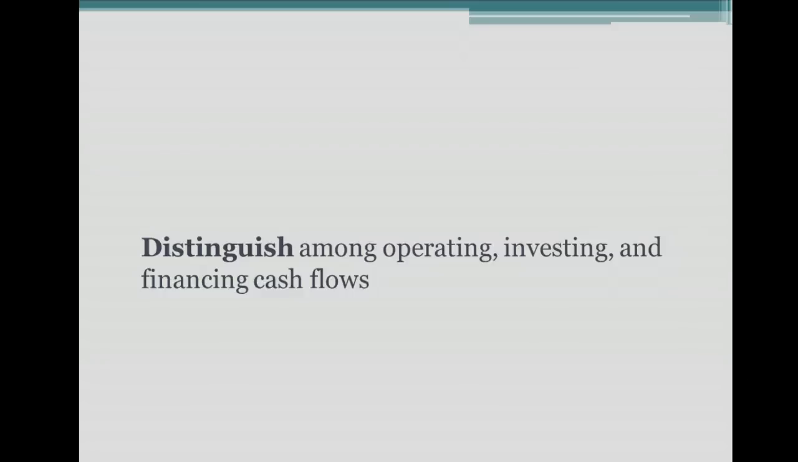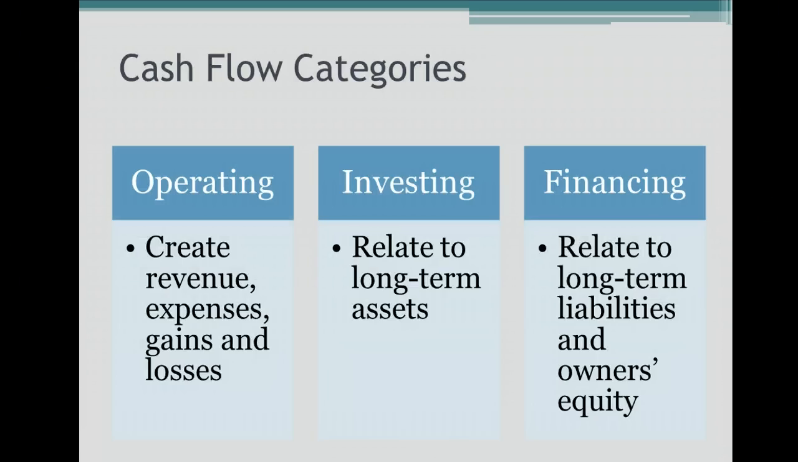This section takes a look at operating, investing, and financing cash flows. You know that the cash flow statement has three categories: cash flows from operating activities, cash flows from investing activities, and cash flows from financing activities. Operating activities create revenue, expenses, gains, and losses. Investing activities relate to long-term assets, typically buying and selling long-term assets.